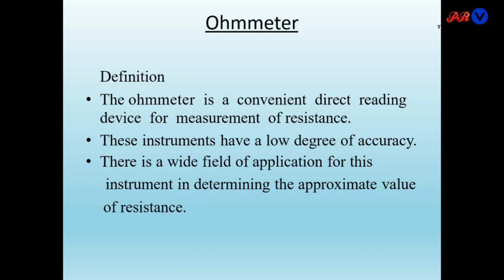Now we will study ohm meter. So ohm meter is basically used for resistance measurement. So first we will study the definition. The ohm meter is a convenient direct reading device for measurement of resistance. These instruments have a low degree of accuracy. So accuracy of ohm meter is low. There is a wide field of application for this instrument in determining the approximate value of resistance. As accuracy is low, they will determine the approximate value of the resistances.